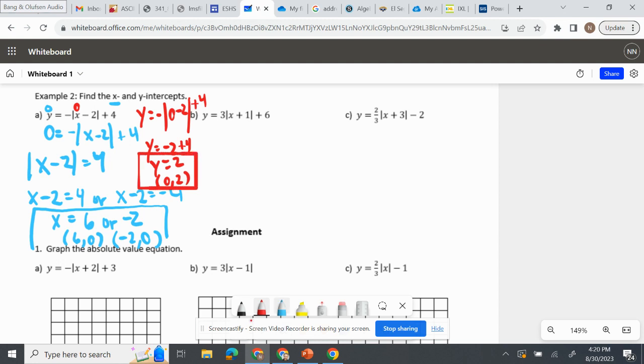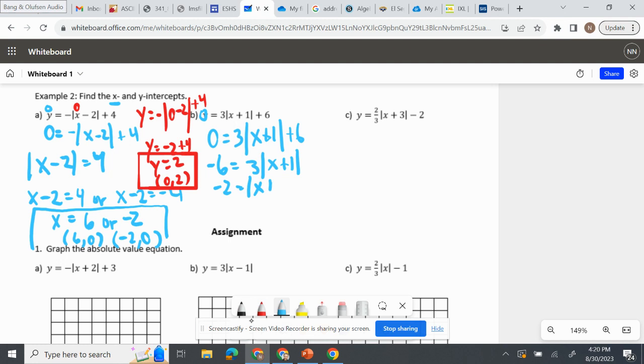So for the next one, we're going to start off with our x-intercept. So I'm going to plug a 0 in for the y. So I have 0 equals 3 times the absolute value of x plus 1, and then plus 6. I'm going to subtract the 6, and then after I subtract the 6, I'm going to divide by 3.